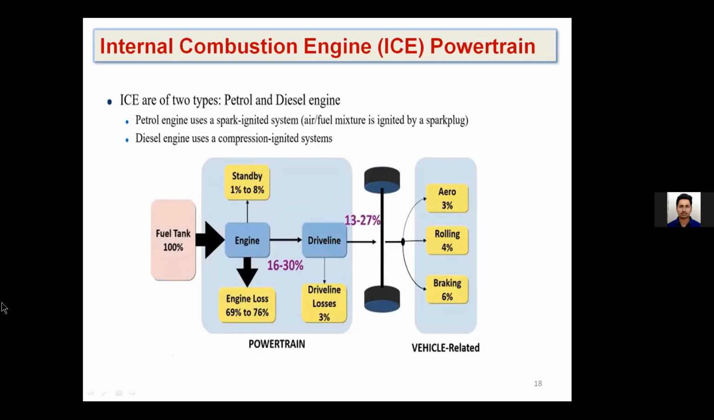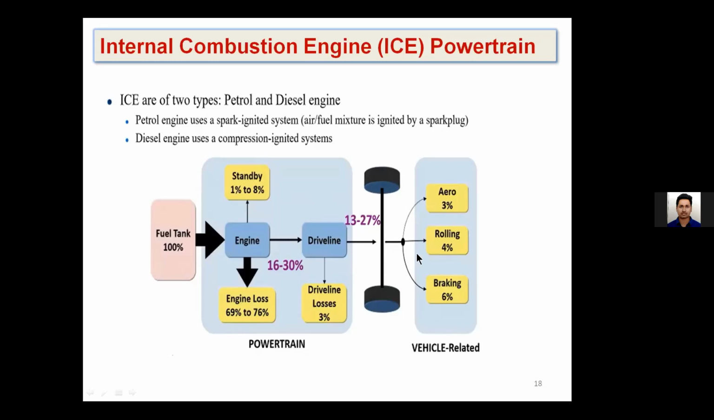So if we see the overall losses associated with the transmission from the fuel tank to the wheels, here you can see the different losses. This is standby losses, around 1 to 8%, where the engine is running but the vehicle is not in movement. It's in standby position, so even then there will be some losses, 1 to 8%. There is also the engine loss, which is around 69 to 76%. So this is the major contribution of losses.